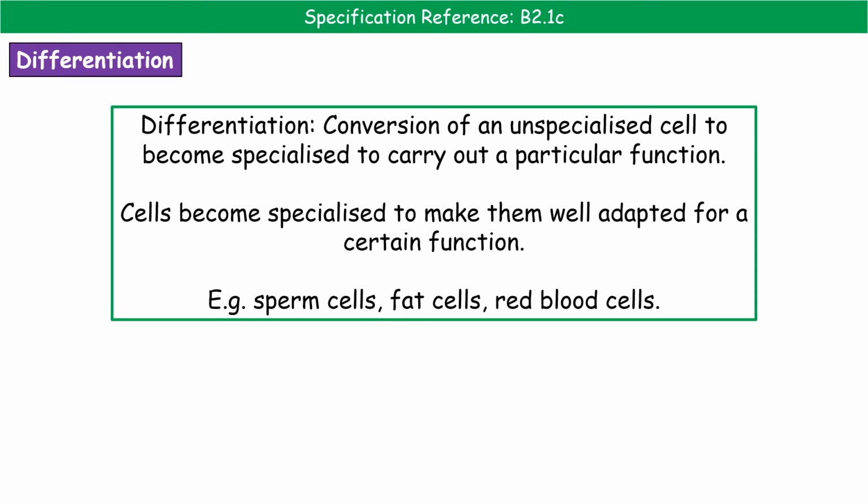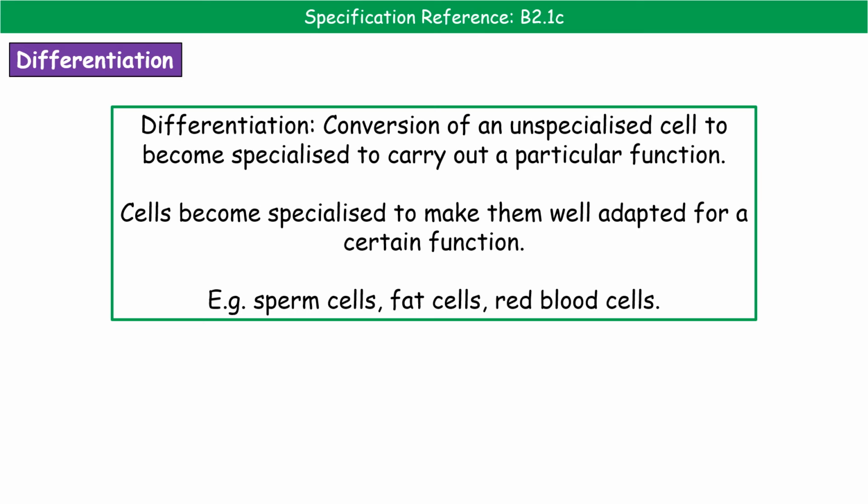We then need to understand what we mean by differentiation. And quite simply, if we say a cell has differentiated, or what is the process of differentiation, we're changing an unspecialised cell to a specialised one that's going to carry out a particular function. So an unspecialised cell becomes specialised to carry out a particular function.